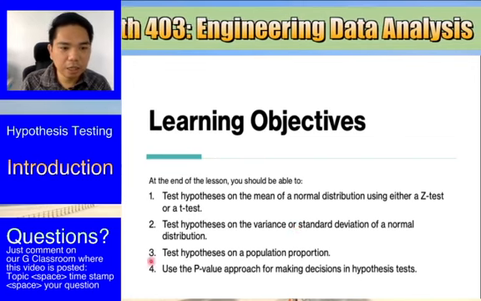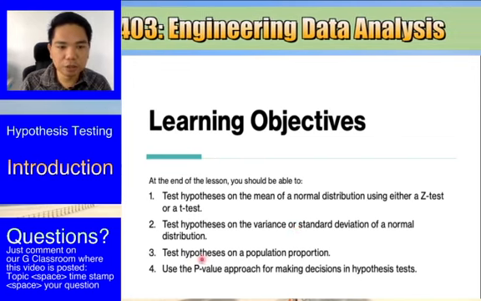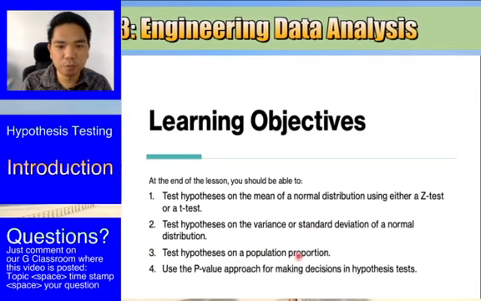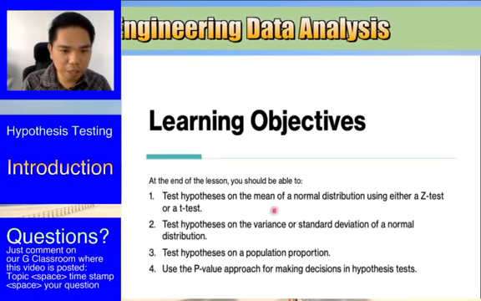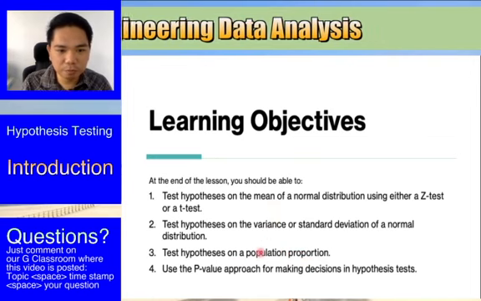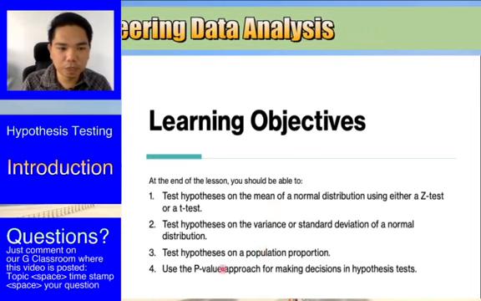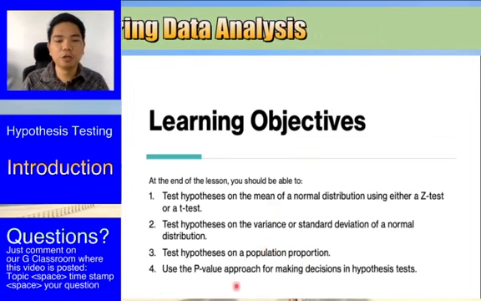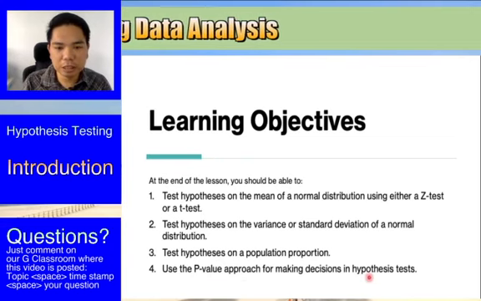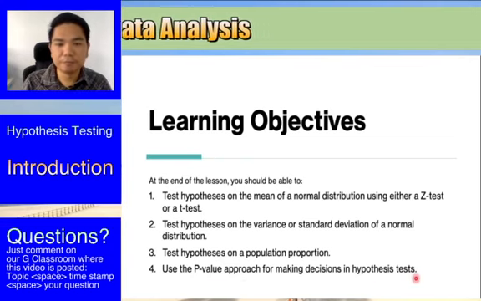Okay? And then, isa pa is test hypothesis on a population proportion. So, bukod sa mean, variance, meron pa tayong population proportion. And use the p-value approach for making decisions in hypothesis test. Okay?